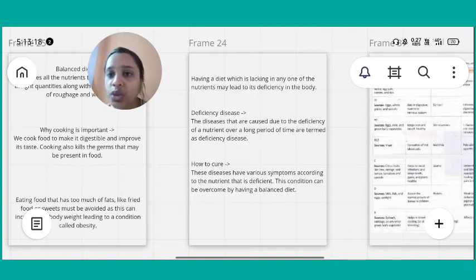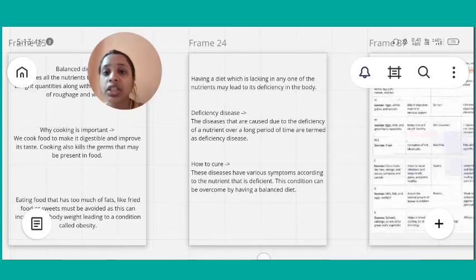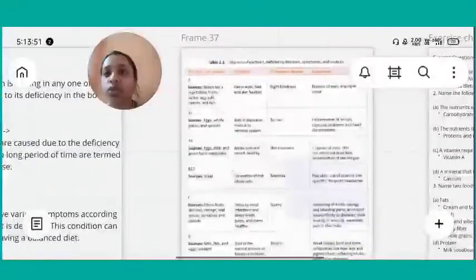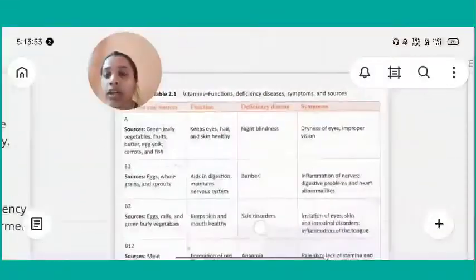These diseases have various symptoms according to the nutrients, and this condition can be overcome by having a balanced diet. And what is a balanced diet? We talked about it in our previous points: it has all the nutrients in it. So let's talk about some of the deficiency diseases which our class has.